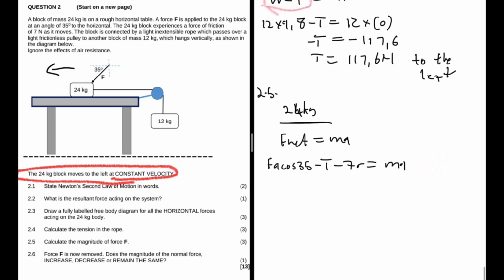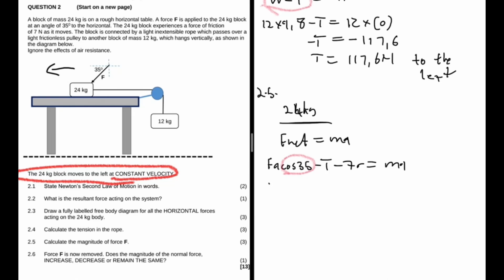Now let's talk about this cos 35. So the force applied is at an angle of 35 degrees to the horizontal, right? We want to resolve it along the x-axis. On a flat surface we use cos, and then on an incline we use sine. Clearly we are on a flat surface here, so that's why we say FA cos of 35.